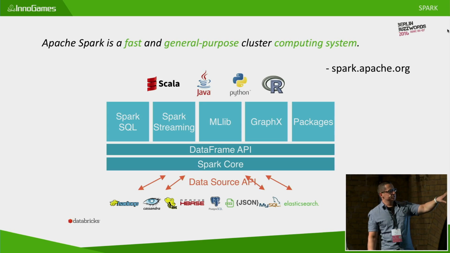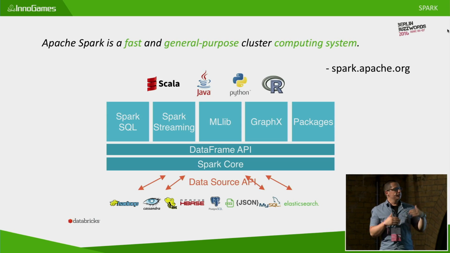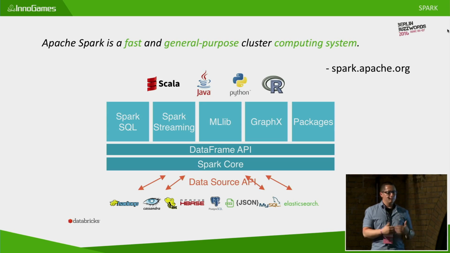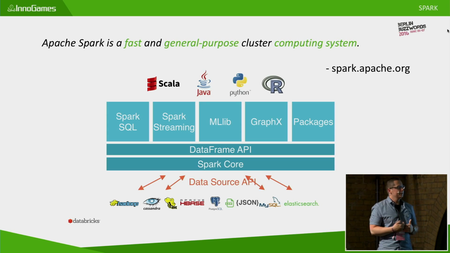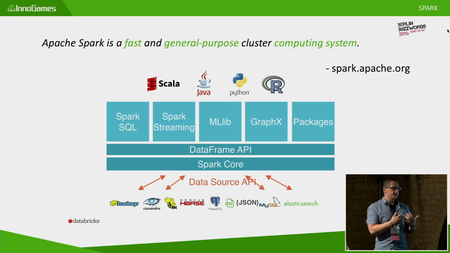You have different data source APIs, so you can use data from Hadoop, from Cassandra, Hive, HBase, whatever you like. And then you have, for example, the data frame API. Right now there's also the data set API, which is on an even higher level, basically. And with this data frame API, you can then use different libraries and different languages to work with your data. After that, Spark generates a DAG out of your application code and will process the data on the cluster. And that's what Spark is doing.